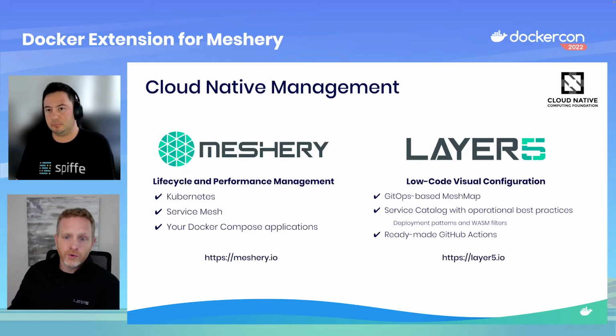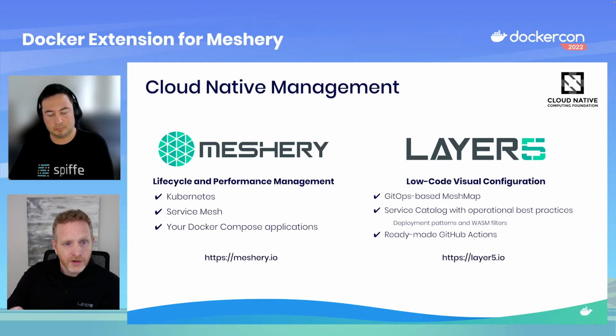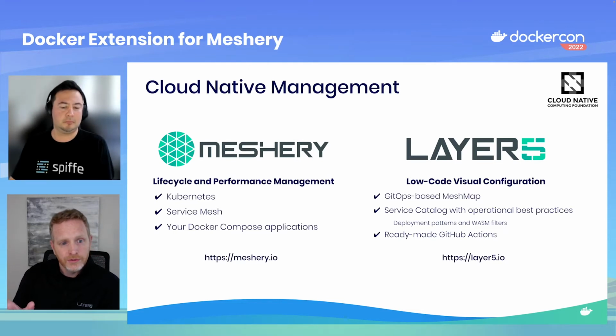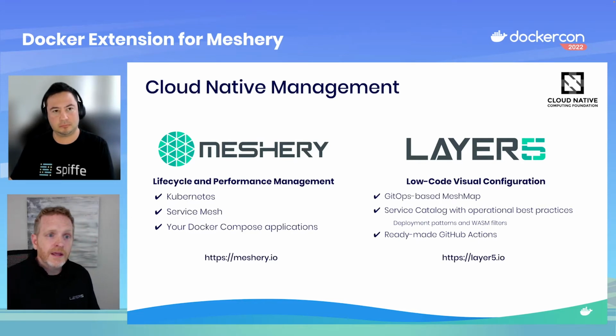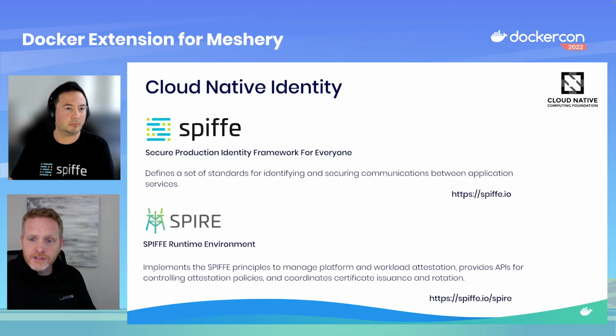Now, in my full-time role at Layer 5, we end up creating plugins and integrations on top of Meshery. Today, we're talking about probably our flagship integration called MeshMap. It is a visual topology. It allows you to visually design your cloud-native apps, your Docker Compose apps, if you're using the extension we're going to talk about. And it does so in a GitOps-centric way. And for Maxi, he has a couple of other CNCF projects that he focuses on.